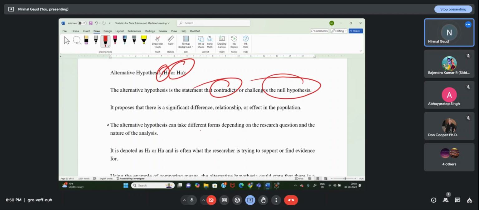Now who is correct? Who is saying it right? Is the null saying correct, or is the alternate saying correct? Who is saying correct? We will have to check this. We have to test this. What they are speaking, that's what we understood by ANOVA. But which one is correct? You have to apply a test.